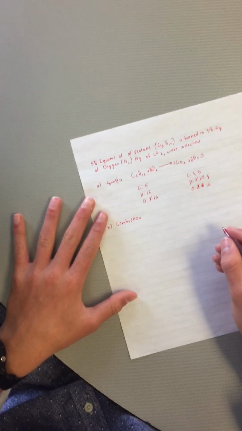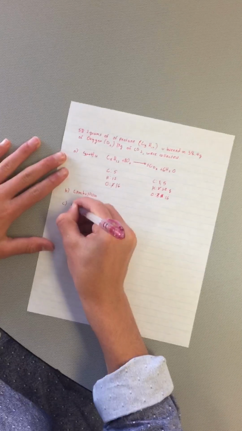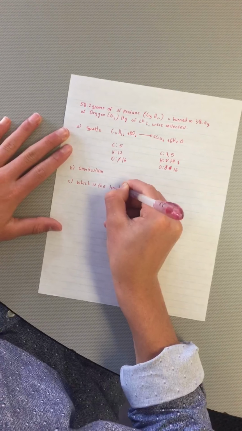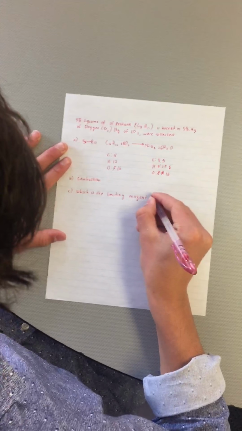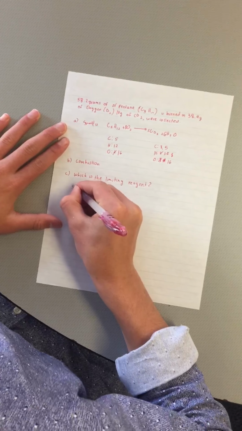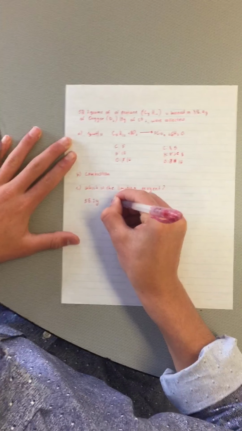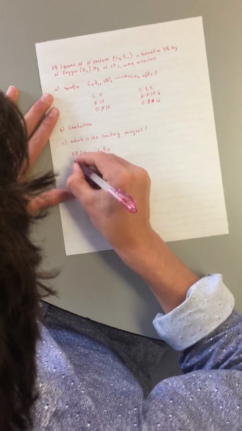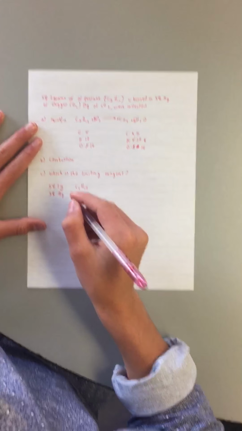Okay. Now we're going to go on to which is the limiting reagent? Which is the limiting reagent? Yay, chemistry. Okay, we have the question mark, so we have 58.2 grams of C5H12. Okay, and then we have 38.9 grams of O2.